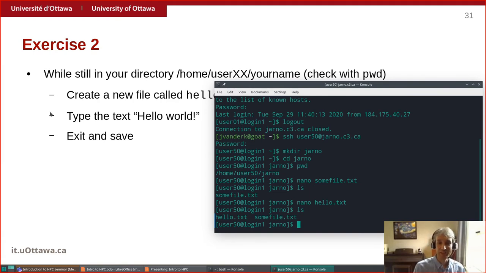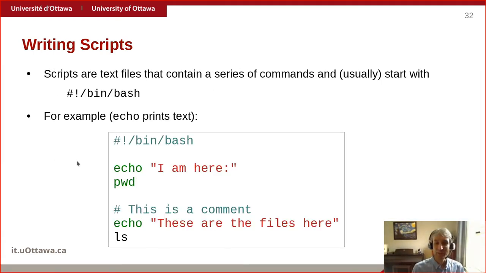Okay, so now we can navigate, we can edit files, so we're getting somewhere. And the next step is to write scripts, because scripts is what you use to actually submit jobs. So we'll have to know how to write a really small script. And the way that it works is that you have to start with a deadline. So hashtag exclamation mark slash bin slash bash. And that tells Linux that this is what's called a bash script.